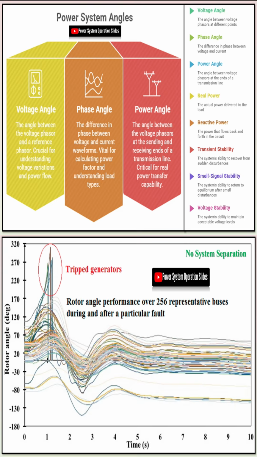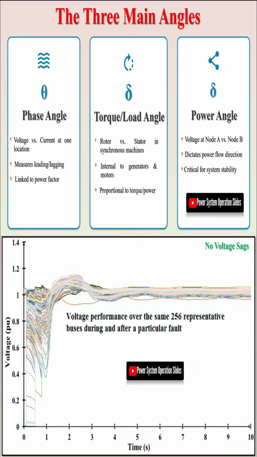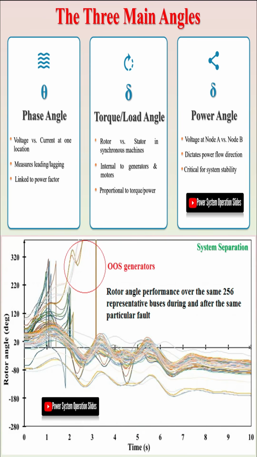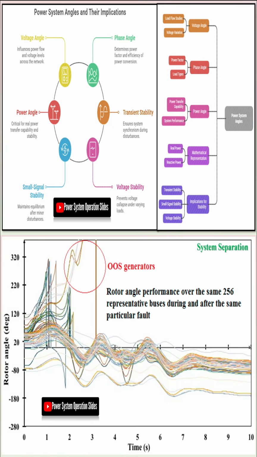Phase angle. The local power relationship. The phase angle, typically denoted by the Greek letter theta, represents the angular separation between the voltage and current waveforms at a specific point in the power system, a single node or measurement location. This angular difference is measured from the zero crossing point on the horizontal axis of the waveforms and indicates whether the current is leading or lagging behind the voltage.